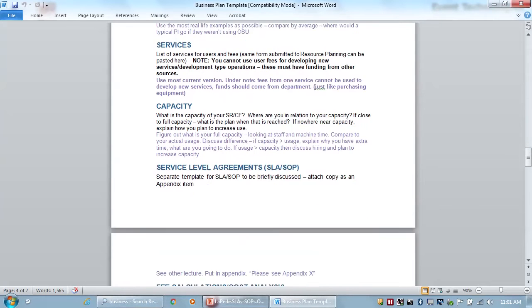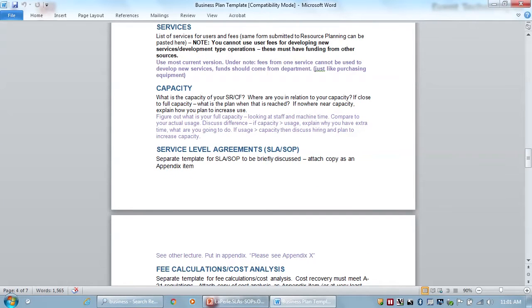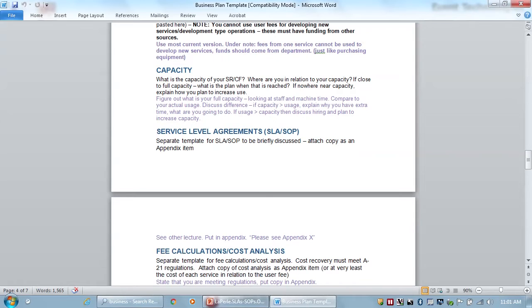Next, you'll talk about your capacity. Talk about what is your capacity, where are you in relation, are you over capacity, if you're close to full, what do you plan to do to fix that? If you're nowhere near, how do you plan on increasing your usage? You'll want to look at staff and machine time. So maybe your staff isn't at full capacity, but your machines are at full capacity. So what are you going to do to adjust that?